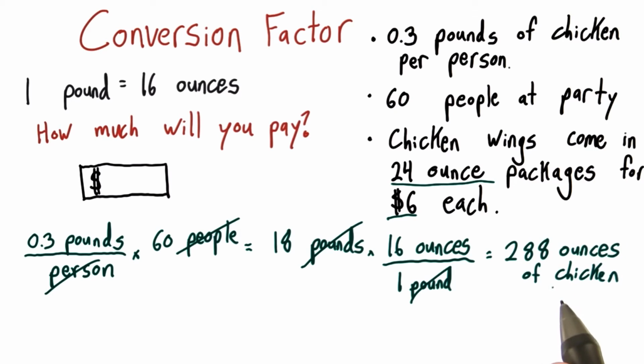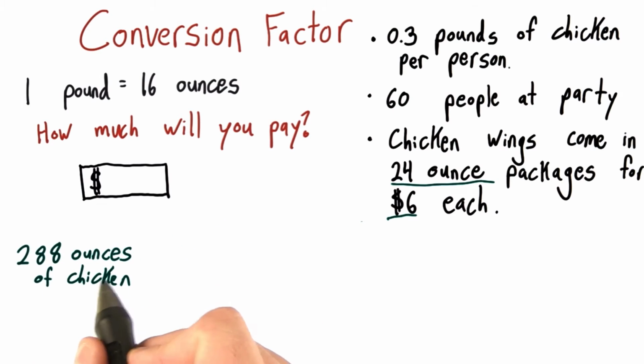And I should point out that normally I would be doing this all on separate lines, and that's how you should be doing it in your book. I just want to make sure this all stays on the same page, so I'm being a little bit sloppier than I normally should be. So we need 288 ounces of chicken.